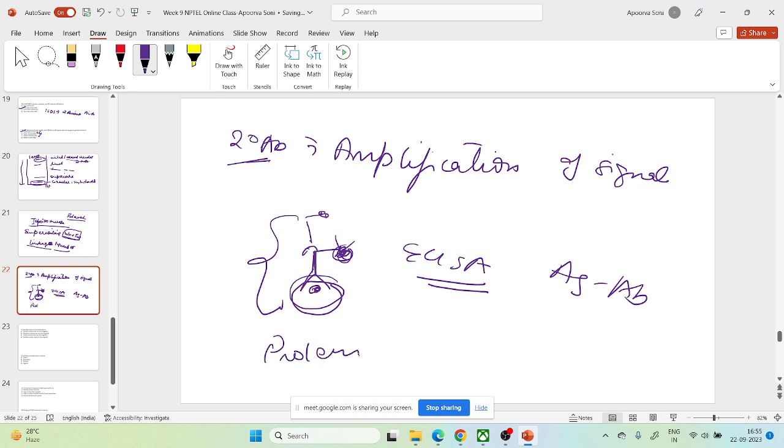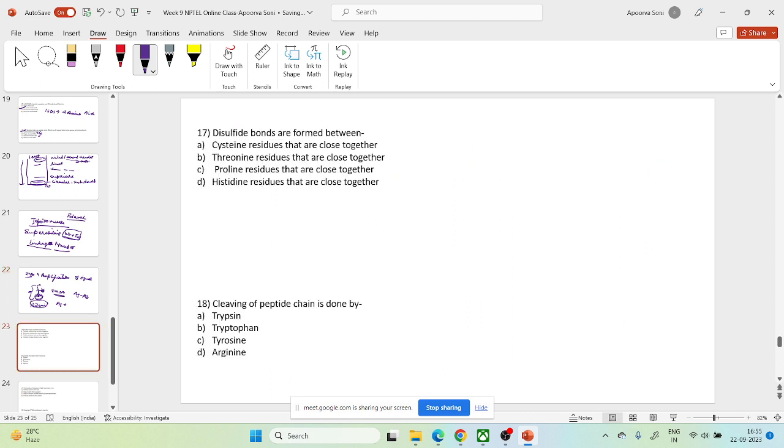So basically, antigen is made up of proteins. So antigen antibody interaction means protein antibody interaction is what we actually study over here. If you haven't studied it, you should go through the antigen antibody interactions. It's a basic concept which is used in many places. Okay, quickly we'll do these 4 or 5 questions.